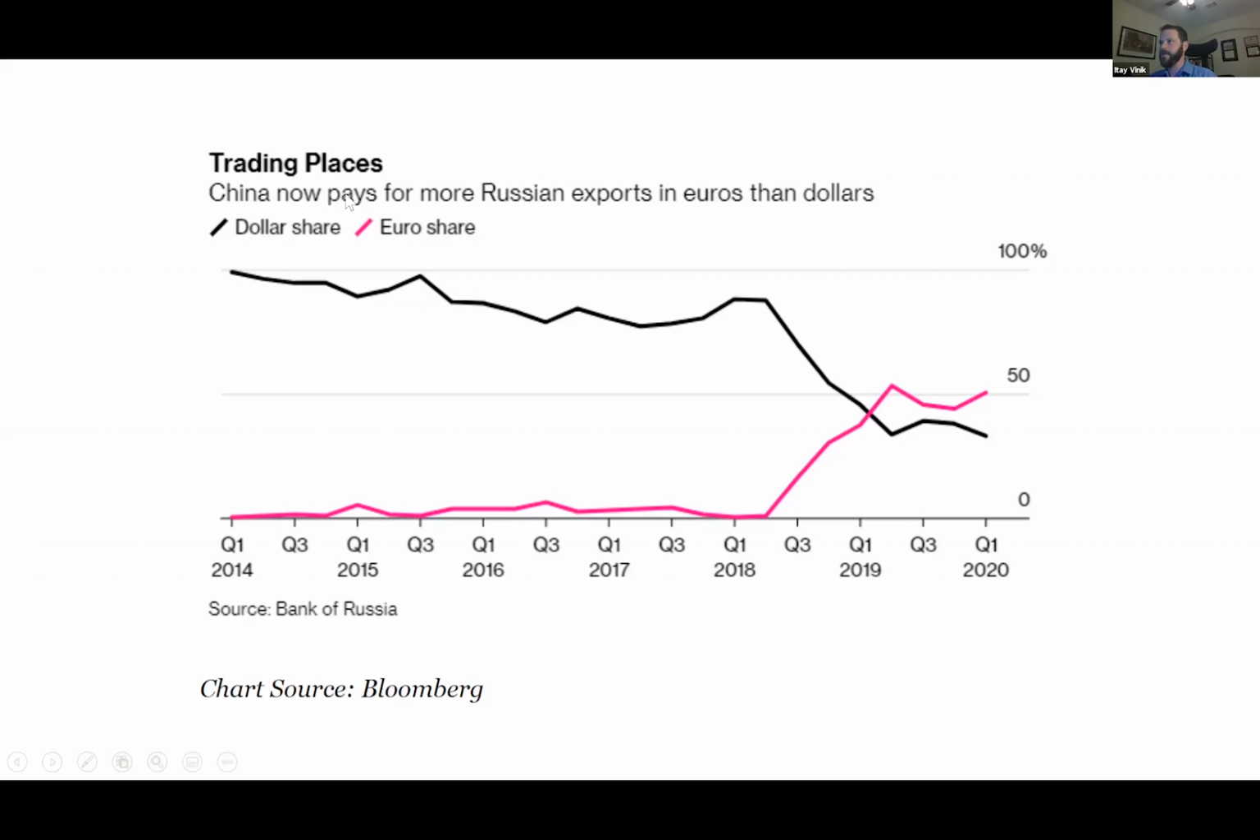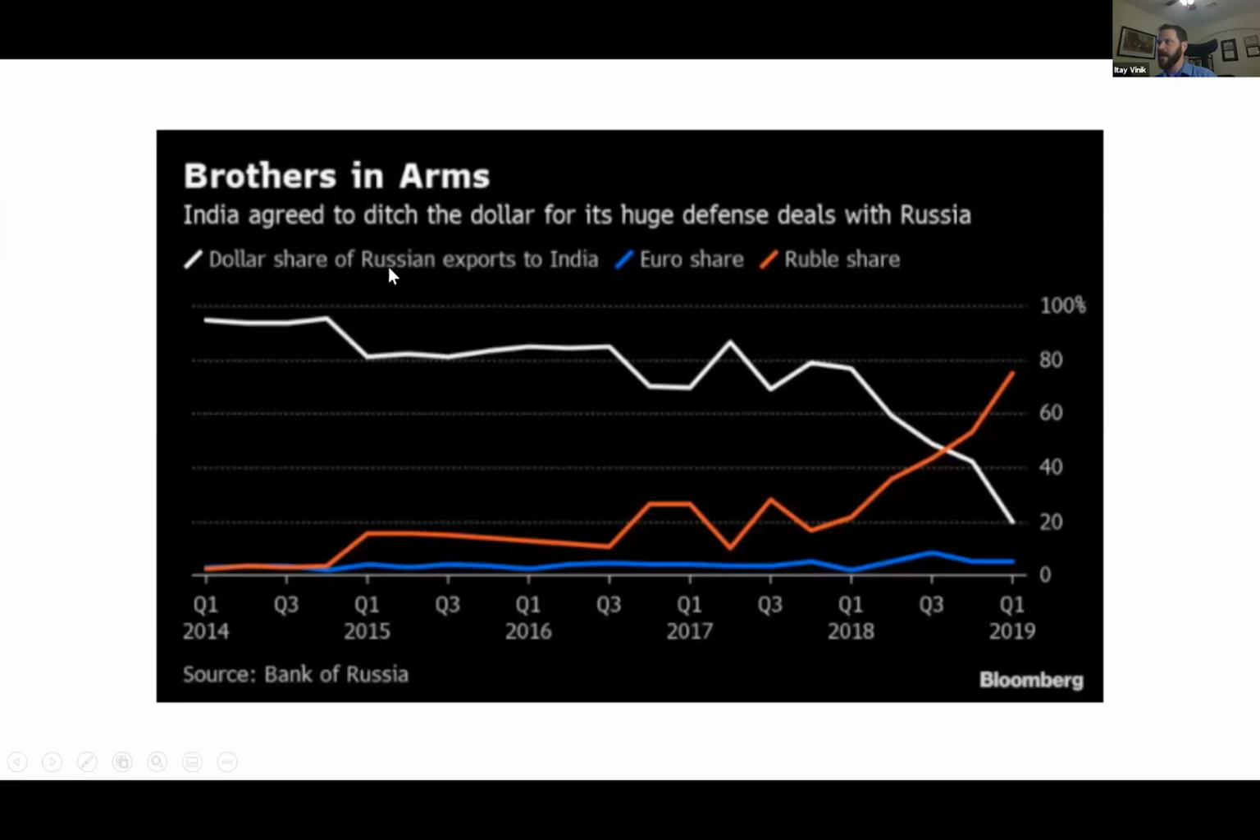So you can see what happened. This is the Russian exports. You can see the dollar share. And there was a very intentional effort to drop the amount of dollar exports of Russia. And now predominantly in euro. And you can see that with India as well. Look at the US dollar exports to India versus actually ruble, which is now nearly 80%. So the Russians were able to convince the Indians to do that as well.